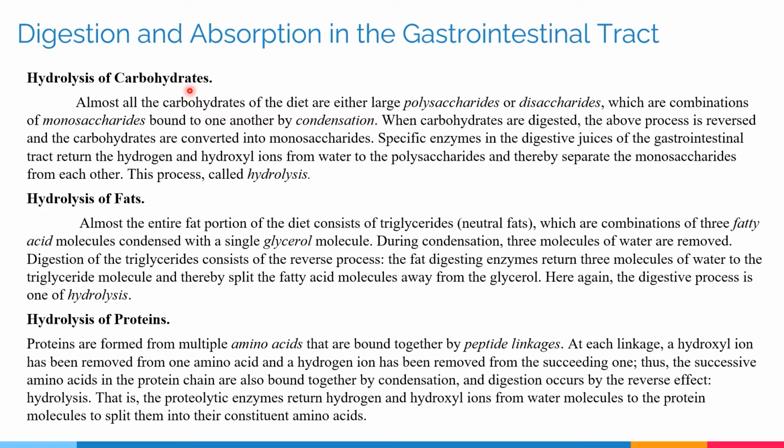First, let us look into the hydrolysis of carbohydrates. Almost all carbohydrates of the diet are either large polysaccharides or disaccharides, which are combinations of monosaccharides bound to each other by condensation. When carbohydrates are digested, the above process is reversed and carbohydrates are converted to monosaccharides.